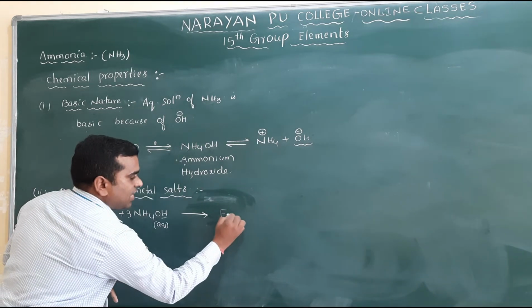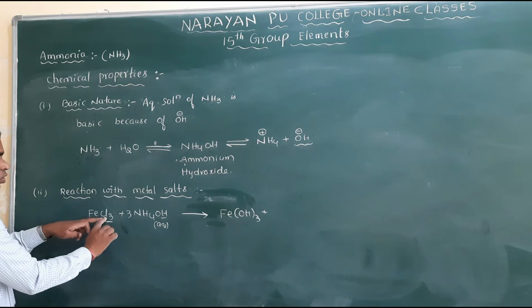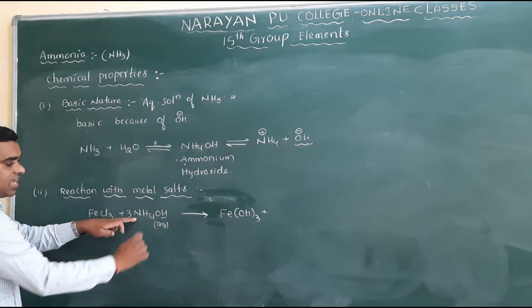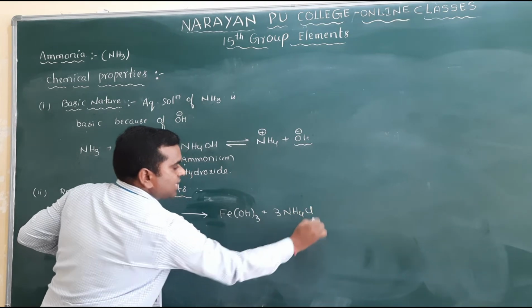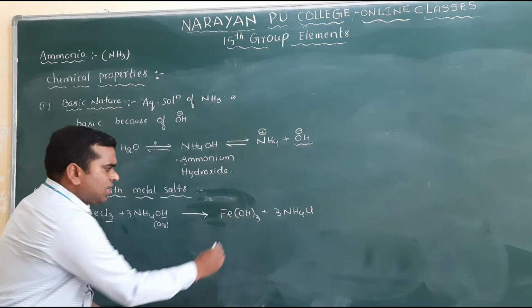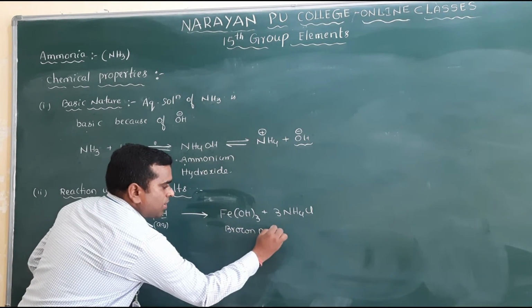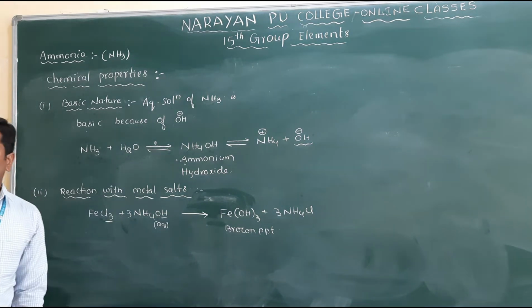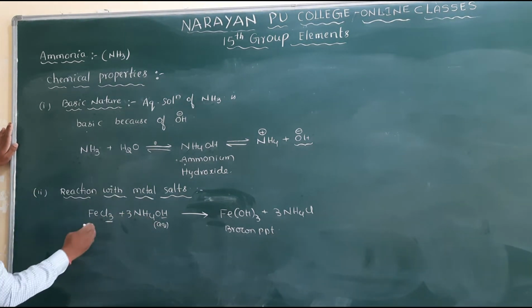Then what will you get here? Fe(OH)3 plus, as 3 chlorine atoms are removed here and 3 NH4 are there, you will get NH4Cl, ammonium chloride. Clear? And you know it is a brown precipitate. Which precipitate? Brown precipitate. Clear? So this is the reaction with the metal salts.